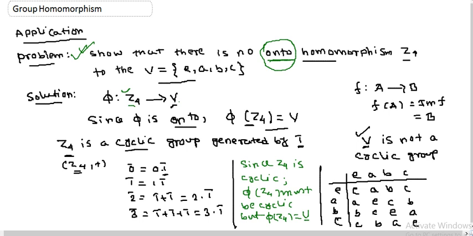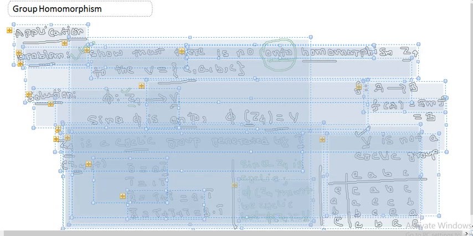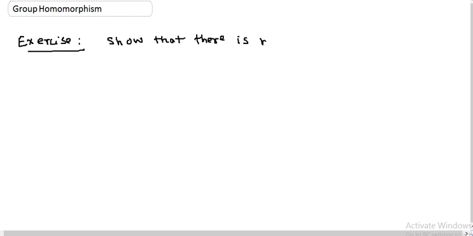So let me quickly give you an exercise. Can you solve this exercise? So let me write that down. This is the exercise for you. Show that there is no onto homomorphism.